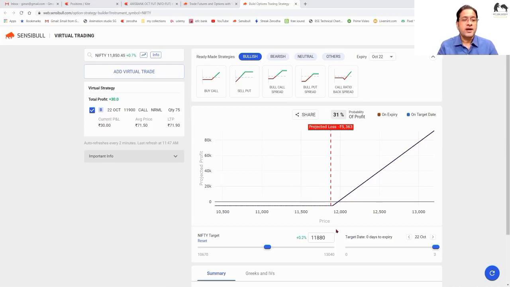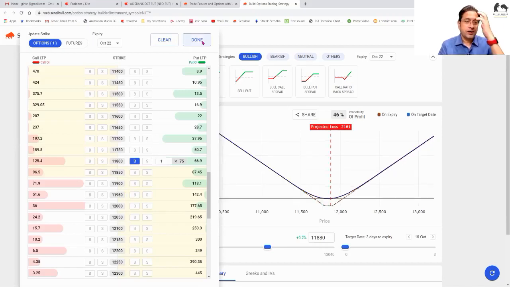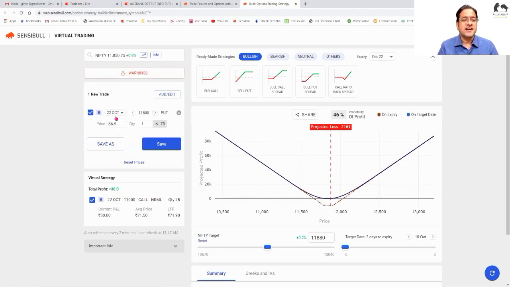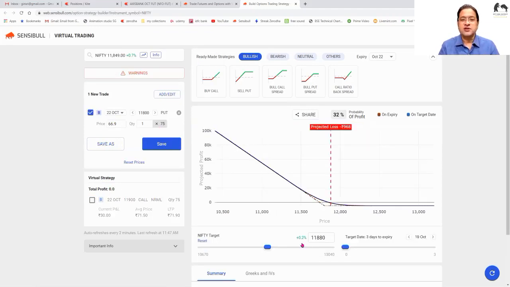Now let's see what exactly happens when I have to buy a put. Similarly, let me see if I can alter this. Otherwise, I'll add another trade. Let me buy a put. So let's say I take about a 11,800 put. So done. Now both the trades are in place. Okay, this is how the chart looks like.